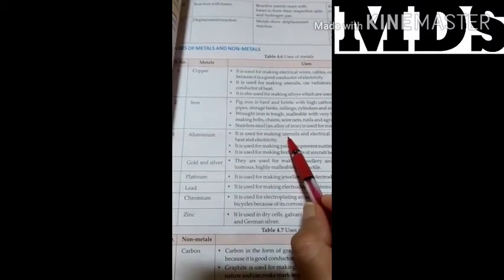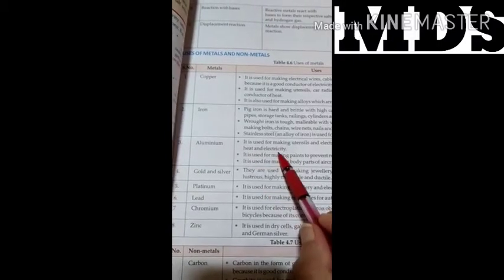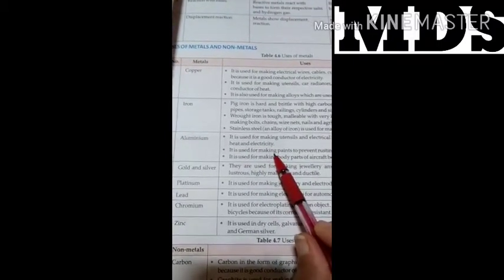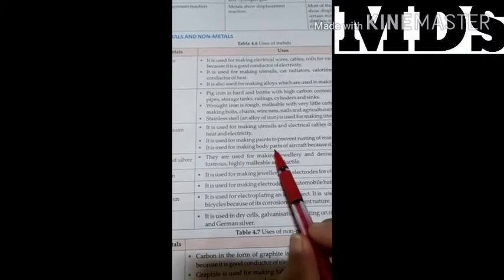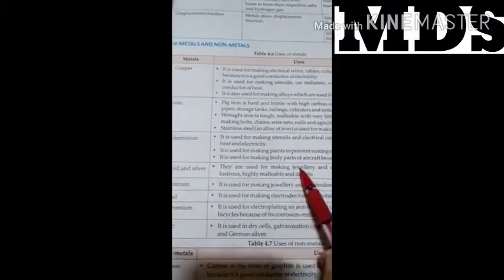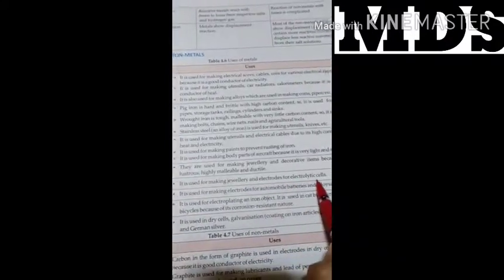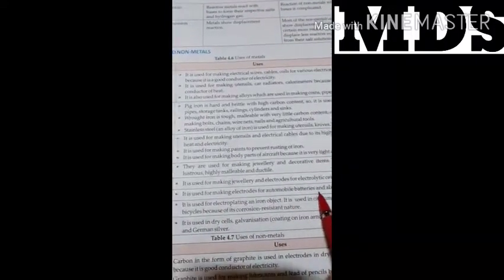Aluminum is used for making utensils and electric cables due to its high conductivity of heat and electricity. It's used for making paints also, to prevent the rusting of iron. It is a body part of aircraft also because it is light and strong. Gold and silver are used for making jewelry and decorative items. Platinum is used for making jewelry and electrodes of the electrolytic cell. Lead is used for making electrodes for automobile batteries and alloys.